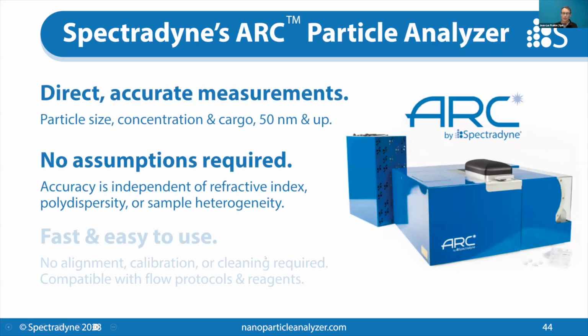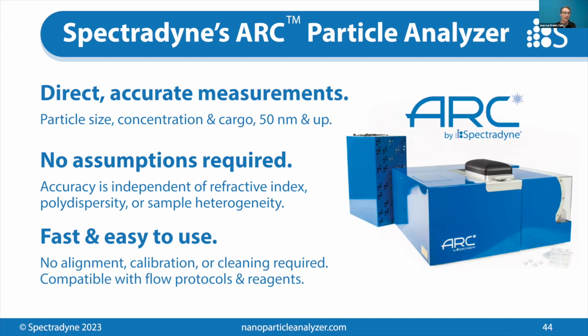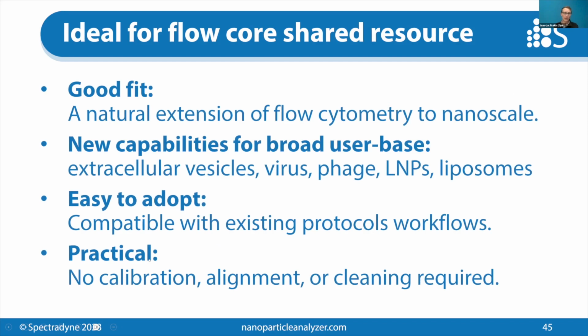All right, so those are the data examples I had prepared. And so in summary, the ARC measures very directly and accurately nanoparticle size, concentration, and fluorescent cargo from about 50 nanometers and up. No assumptions required for the accuracy of the measurement, and it's very fast and easy to use. It's a good fit for a flow core because of a number of reasons. It's a natural extension of flow cytometry to the nanoscale, right? It's compatible with all the flow protocols that you're used to using on a flow cytometer, but able to extend the sizing and the detection down far below the limits of conventional flow cytometry.